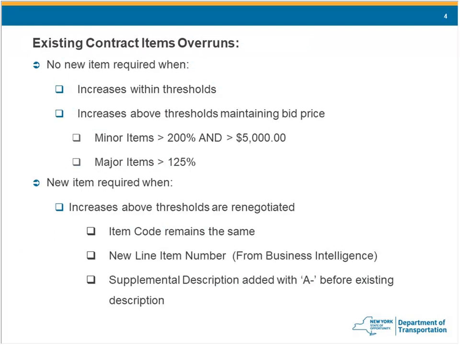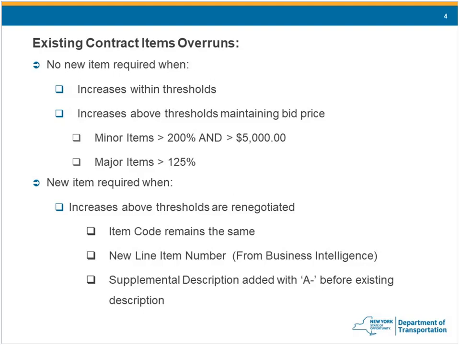So just as a reminder, we've gone over this in the previous sessions, but if you have an existing contract item overrun, you do not need a new item if your increase is within thresholds, the major and minor thresholds, or if you go above those thresholds, but you've determined that your bid price is acceptable, both to the department and the contractor has concurred, you do not need a new item when you put that overrun onto a change order. New items are required when you renegotiate your existing items when they've gone over the threshold.